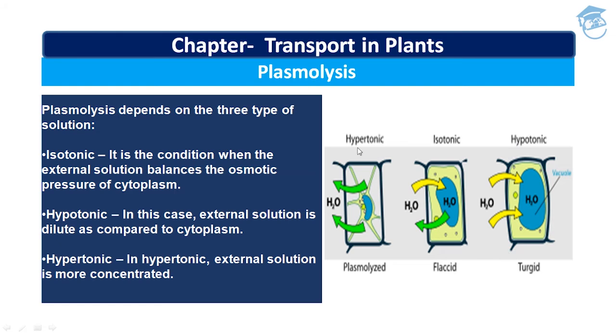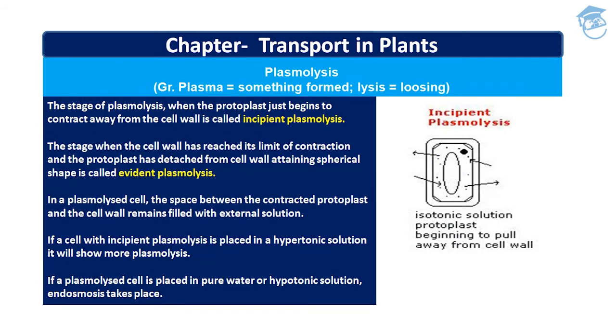Then comes hypertonic solution, in which the external solution is more concentrated. So cell sap moves out. See, this green arrow shows that water is moving out and the cell has become plasmolyzed. So these are the three types of solution: isotonic, hypotonic and hypertonic. The stage of plasmolysis when the protoplasm just begins to contract away from the cell wall is called incipient plasmolysis.